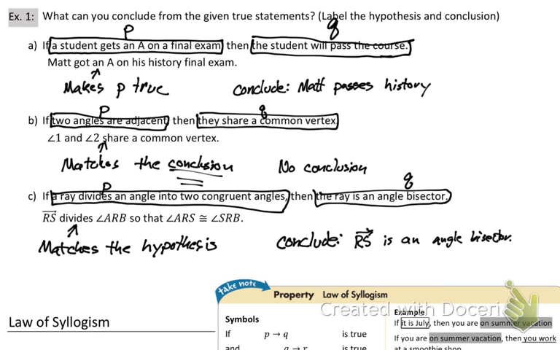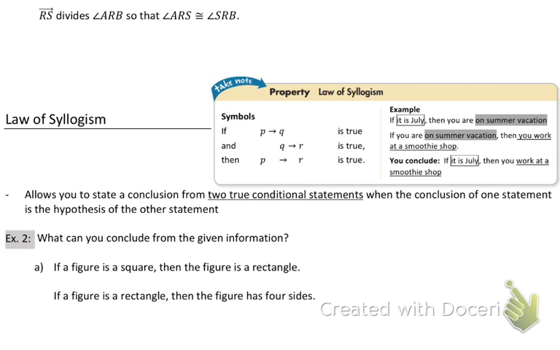So the way we're going to connect these is the conclusion of your first statement has to connect to the hypothesis of your follow-up statement. So real quick, law of syllogism: if P, then Q. If Q happens, then R happens, which would tell you if the first thing happens, then that last thing happens as well. Think of it as dominoes falling.